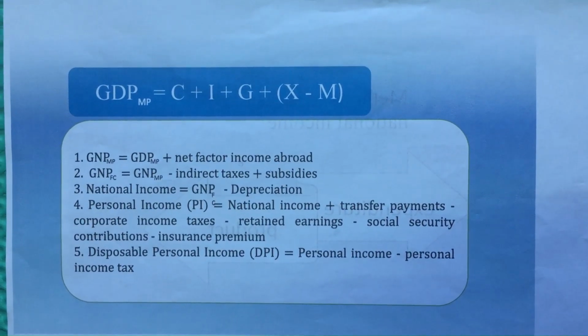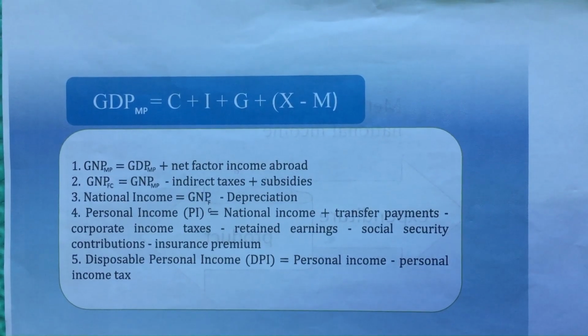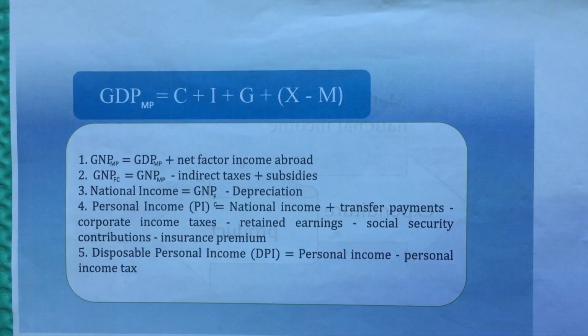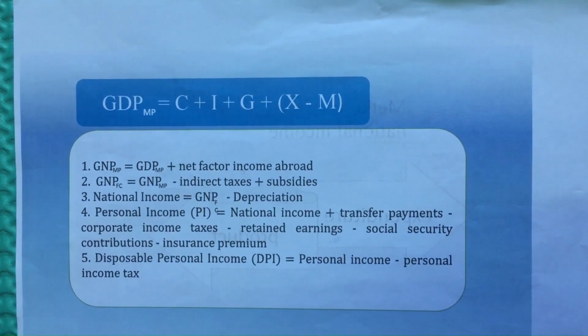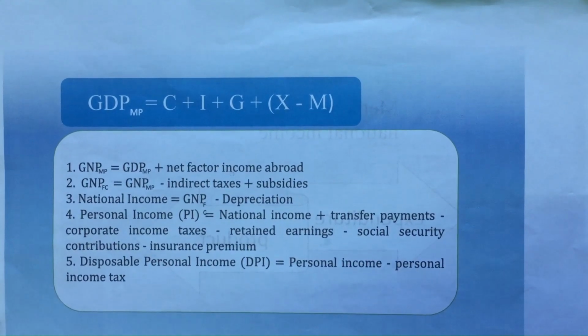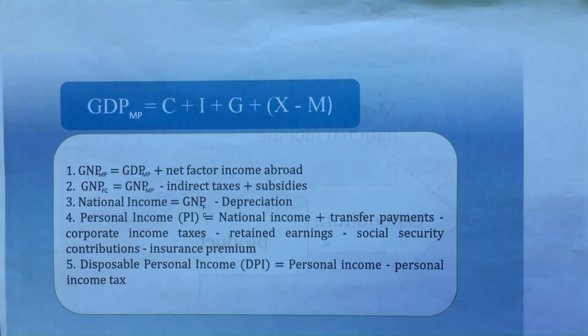Fourth, personal income, PI, equal to national income plus transfer payments minus corporate income taxes minus retained earnings minus social security contributions minus insurance premium. The last one is disposable personal income, DPI, equal to personal income minus personal income tax.